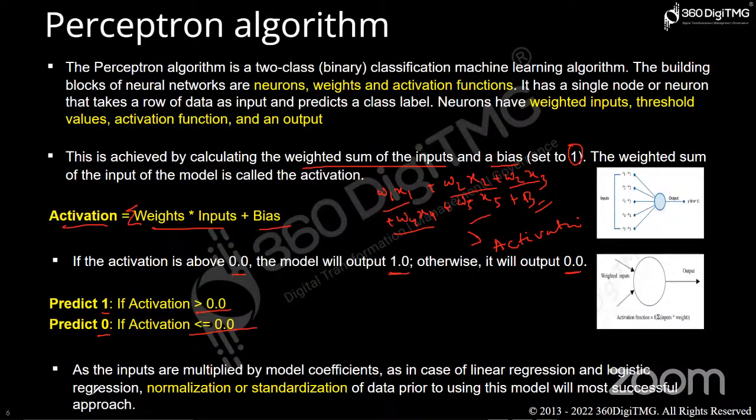Now, here the inputs are multiplied by coefficients, model coefficients, or we can say the W1 values, the weights. Like in the case of linear regression or logistic regression, normalization or standardization of data prior to using this model will be the most successful approach.